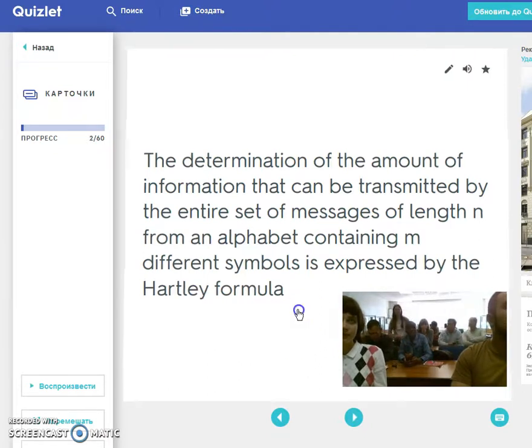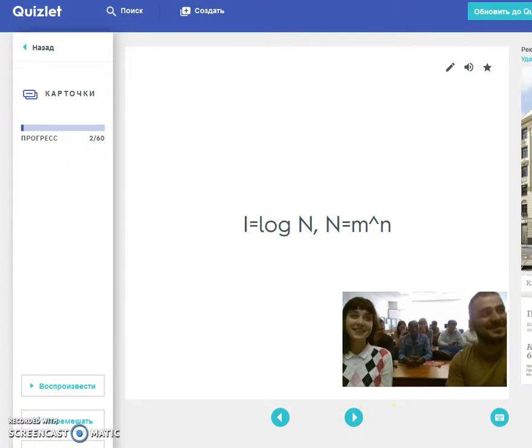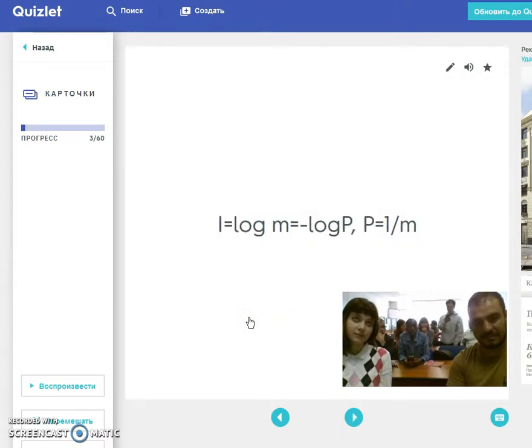I = log N = n log m. The quantity of information which one character from the alphabet including m equiprobable symbols carries is equal to I = log m = -log P, where P = 1/m.